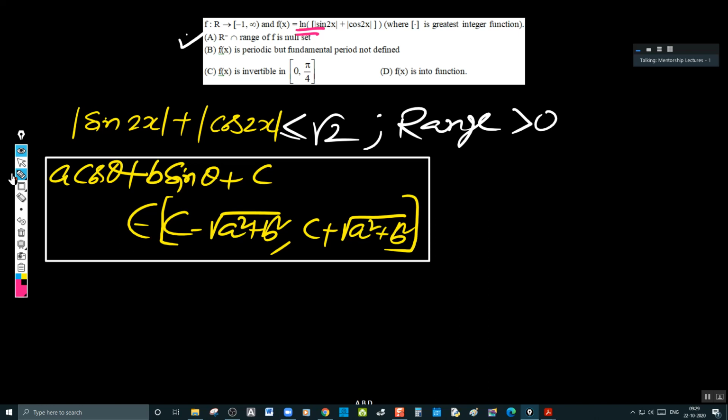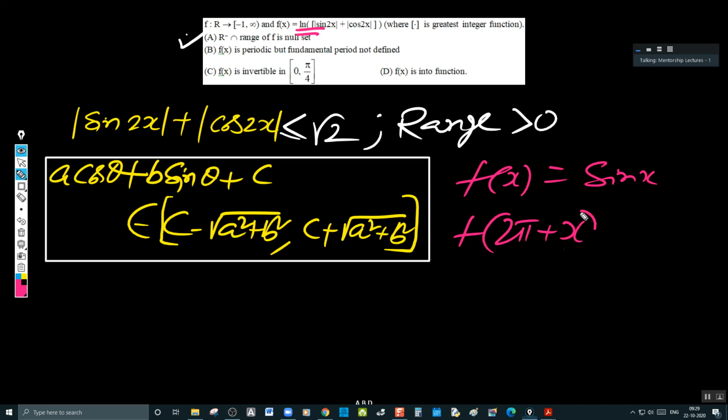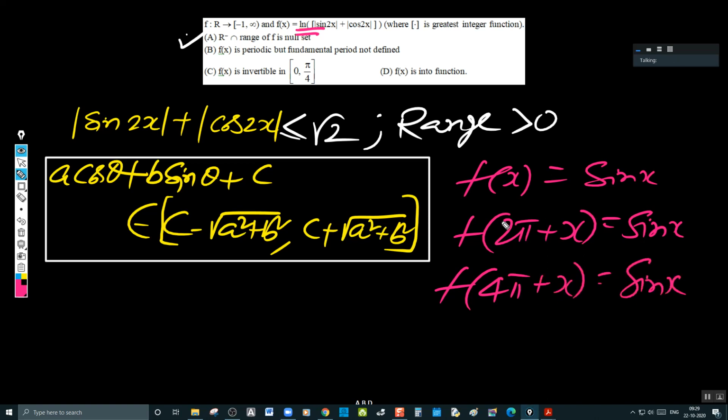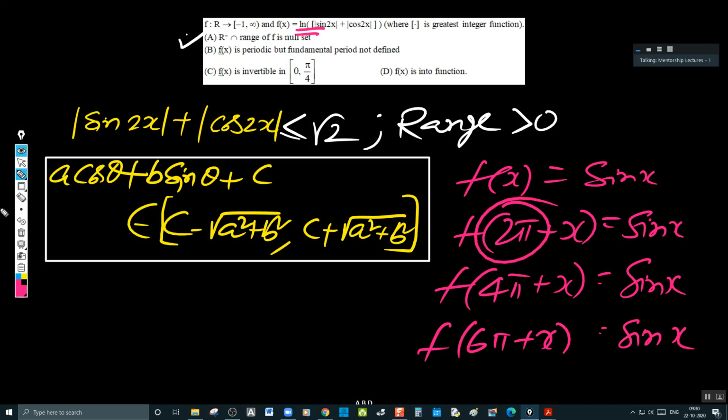For example, if you take f(x) equal to sin x, what is f of 2 pi plus x, please? Sin x only. What is f of 4 pi plus x? Sin x only. What is f of 6 pi plus x? Sin x only. So this is called fundamental period. The rest all are periods only. 4 pi is a period, 6 pi is a period, but fundamental period is 2 pi.